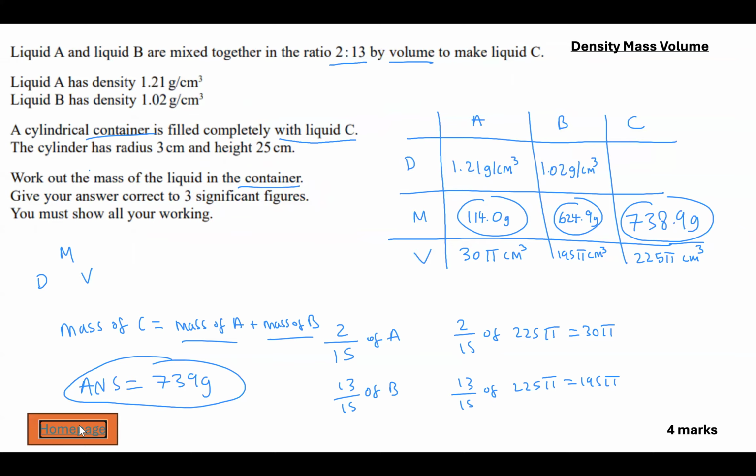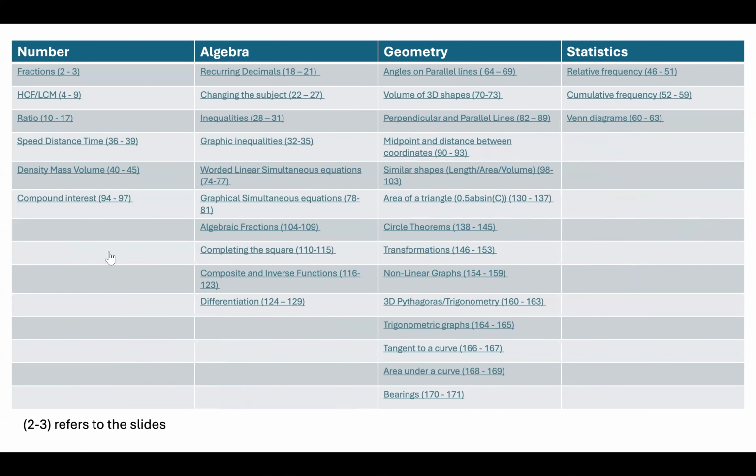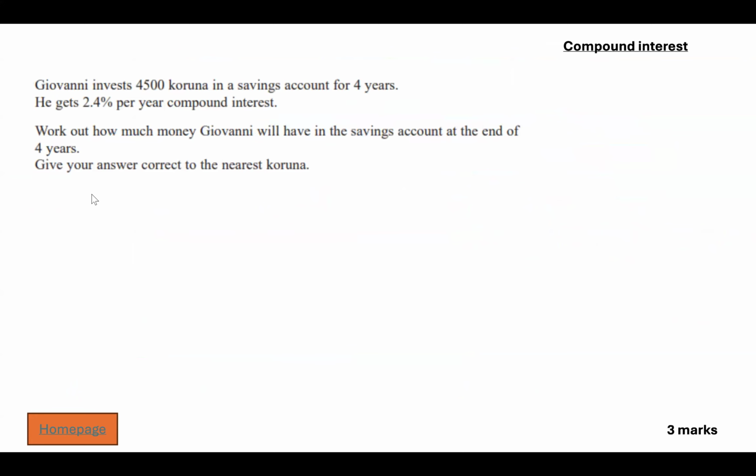Okay, let's go back to the home page. So we can do one question on compound interest, and we can then move on from here. So it says Giovanni invests 4,500 krona in a savings account for 4 years. He gets 2.4% per year compound interest. Work out how much money Giovanni will have in the savings account. So nice and easy, this one.